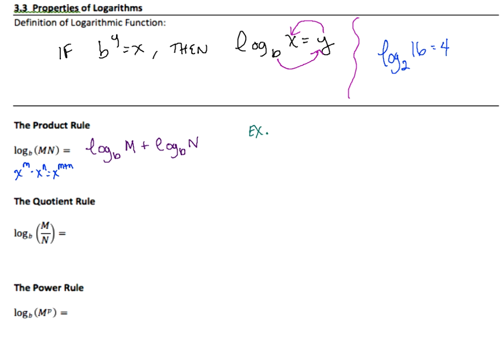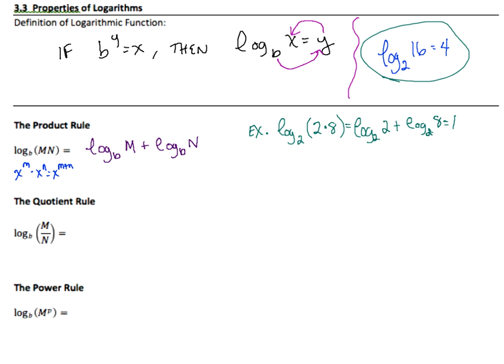Once again, log base 2 of 16 is 4. I could rewrite log base 2 of 16 as log base 2 of 2 times 8, some product there. If I use the rule and expand this, I would have log base 2 of 2 plus log base 2 of 8. Log base 2 of 2 says, what do I have to raise 2 to get 2? That's 1. And log base 2 of 8, what do I raise 2 to get 8? That is 3, because 2 cubed is 8. 1 plus 3 is 4. Same exact thing as if I had just taken log base 2 of 16.